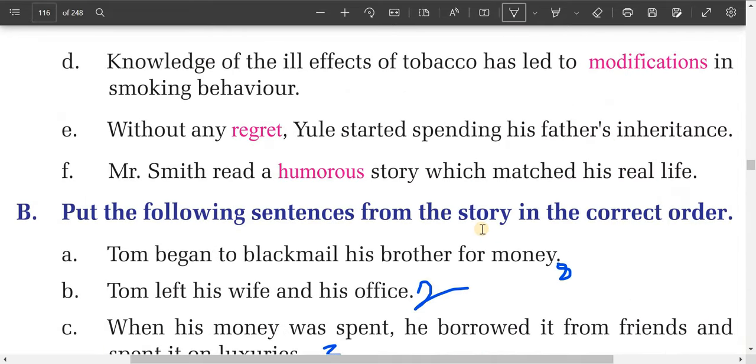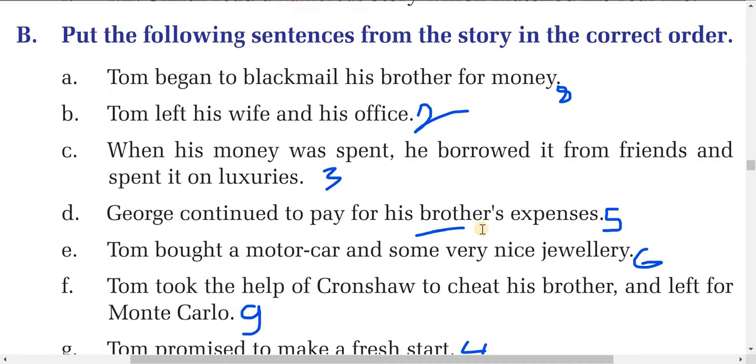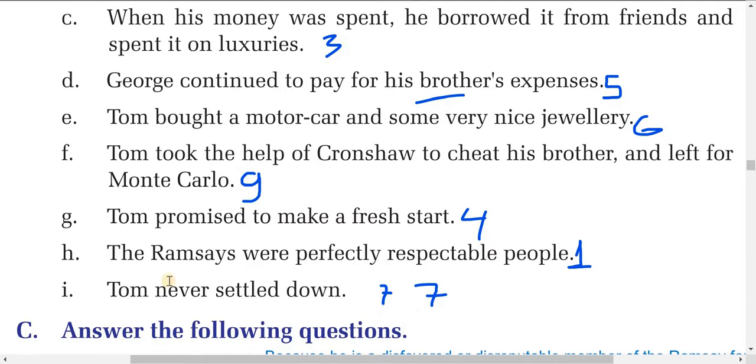Now we'll do the next exercise. Put the following sentences from this story in the correct order. In this story, which sentence is the first, which is the second? I'll help you do this. First one is: The Ramsays were perfectly respectable people. This is the first sentence. If you read this story, you will find this first one.